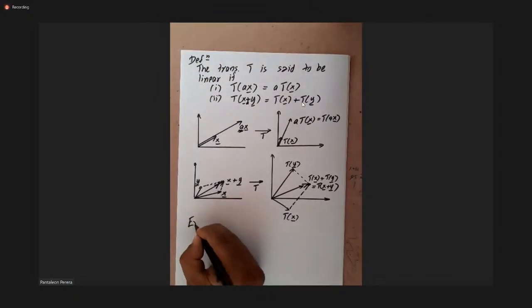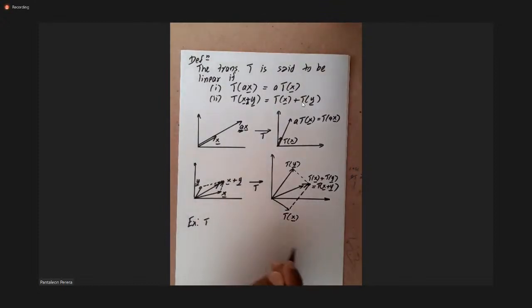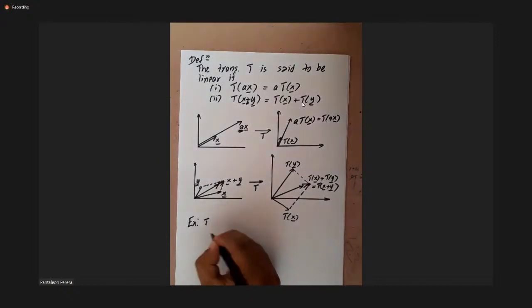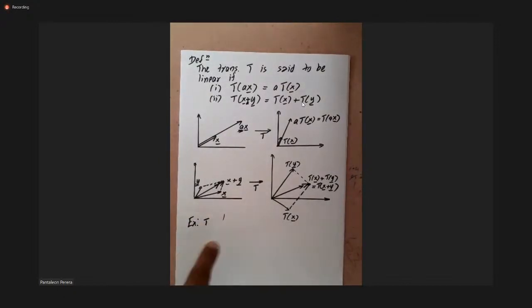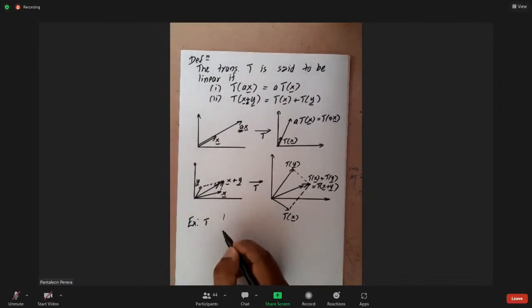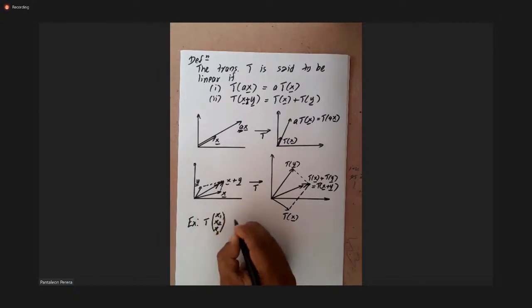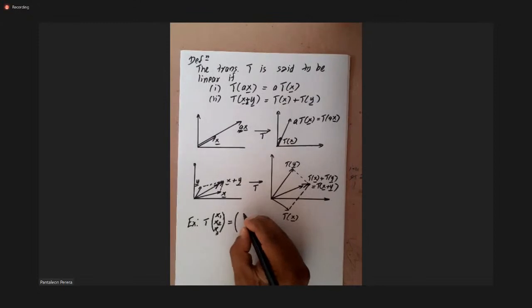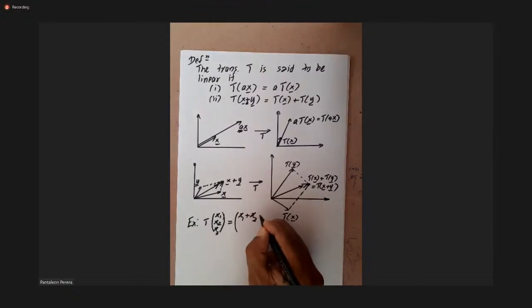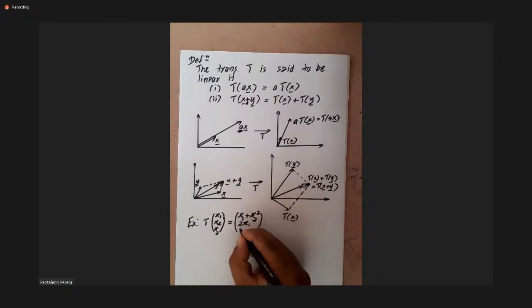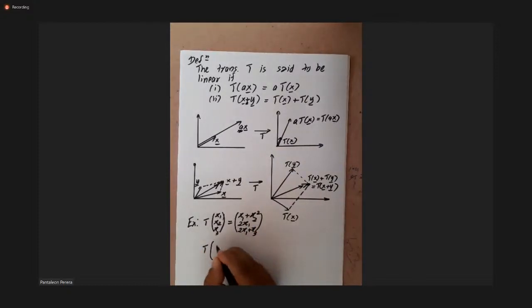Now, examples. Say you have a transform. There are two ways of writing it. I prefer column vectors. Sometimes, since they don't like to type them as columns, they type them as rows, but both are correct, right? Say you have something like x1, x2, x3. Say you get something like this. I will take some examples like this.